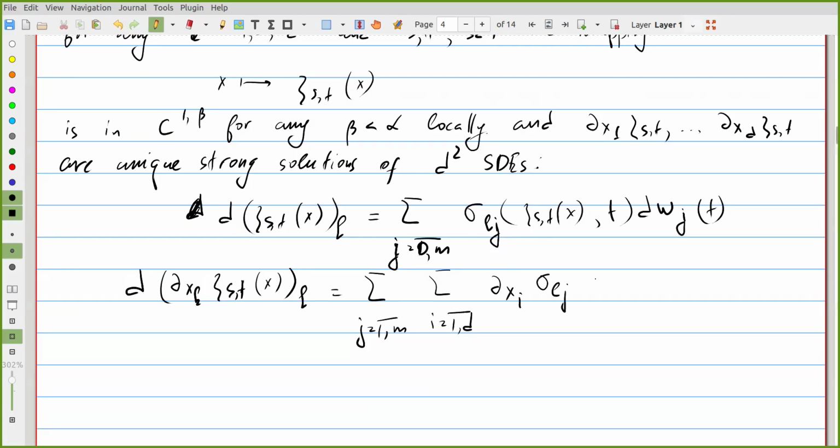Sigma_{lj}(ψ_{s,t}(x), t) times the derivative with respect to k, with respect to k of ψ_{s,t}(x)_e, dW^j(t).